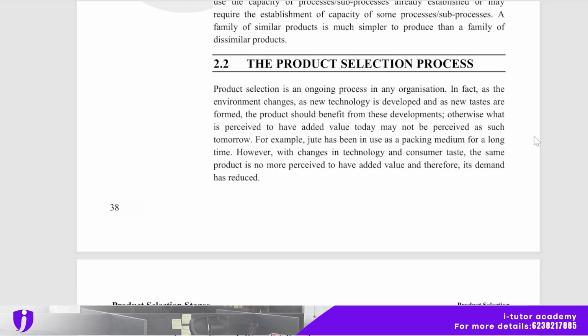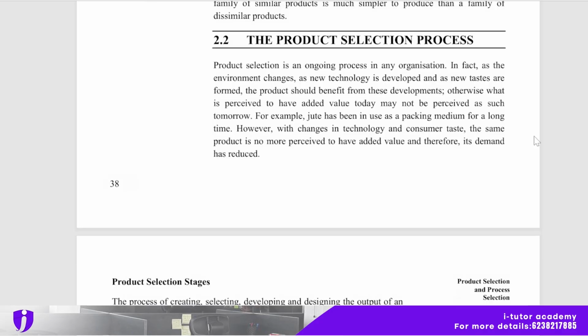The next subsection is the product selection process. How do we select a product? Product selection is an ongoing process in any organization. In fact, as the environment changes, new technology is developed, and new tastes are formed, the product should benefit from these developments. Otherwise, what is perceived to have added value today may not be perceived as such tomorrow.